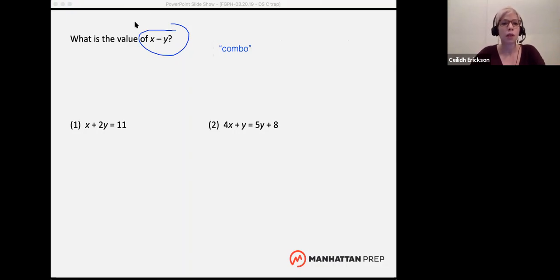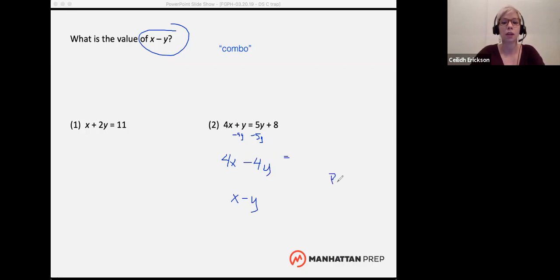So I look at statement 1. Well, statement 1 doesn't give me x minus y. There's no way to turn an x plus 2y into an x minus y. But what about statement 2? What if we subtract 5y from both sides here, and we'd end up with 4x minus 4y. And you know what? I can stop right there. It's equal to something. If I divide both sides by 4, I'm going to get x minus y equals something. I don't care what.